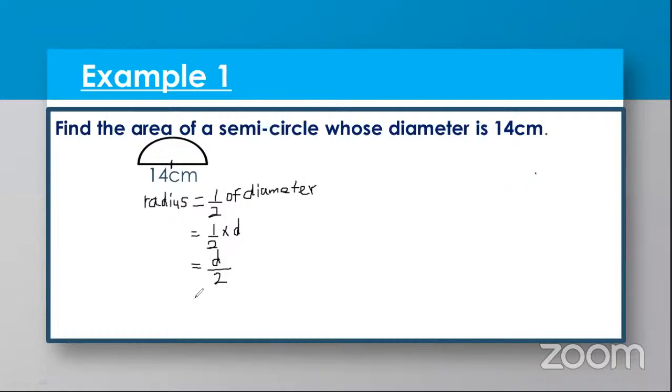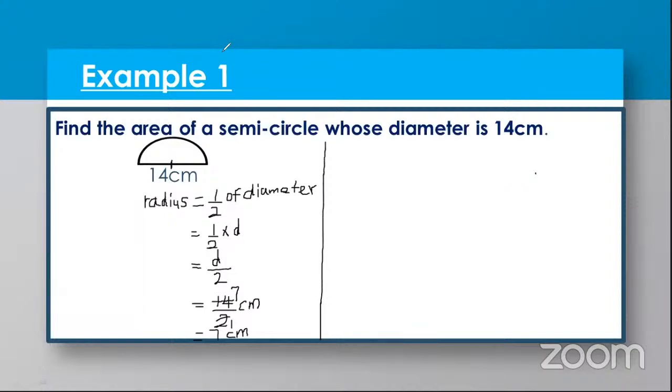Now that means here I'm going to say my diameter is now 14, out of 2. Now, when I divide this, 14 divided by 2, I will get 7. So meaning our radius in this case is, what is our radius? Our radius in this case is 7 centimeters.